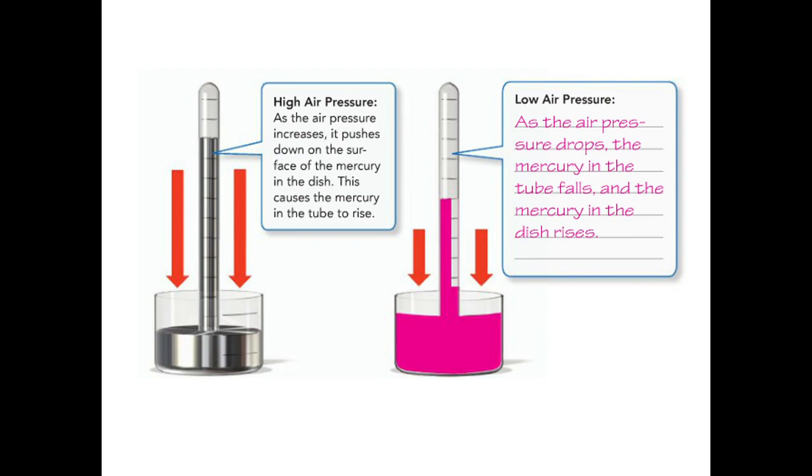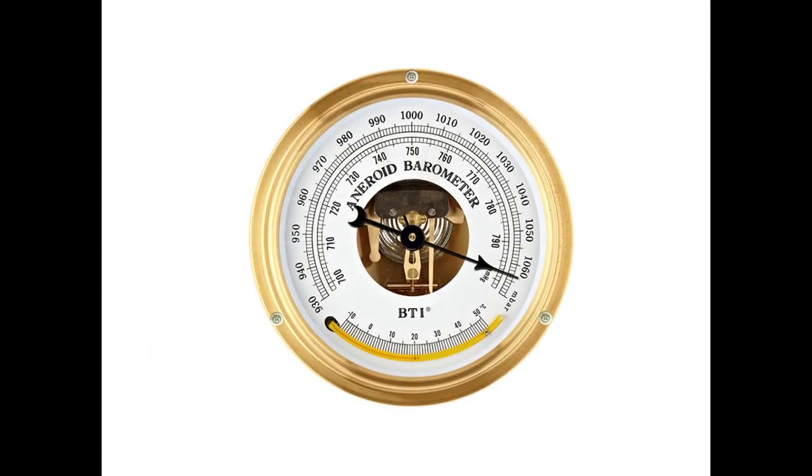But if you take a look at the barometer that is right next to it, you will find that whenever there is a lower air pressure, the mercury is not going to be pushed upwards, but it's going to be pushed downwards. So as you can notice, there is a difference. There is a higher pressure on your left and a lower air pressure on your right.